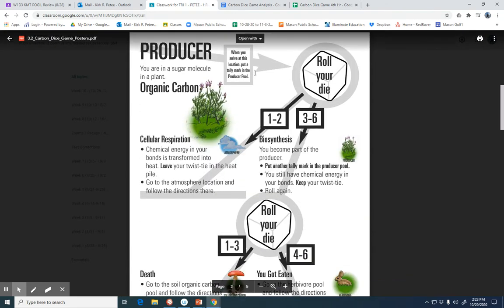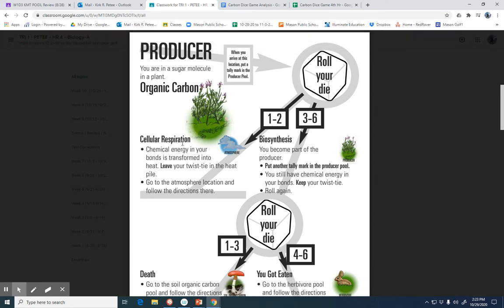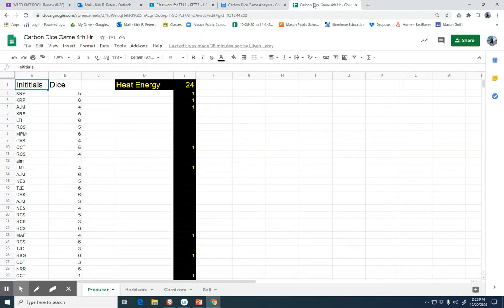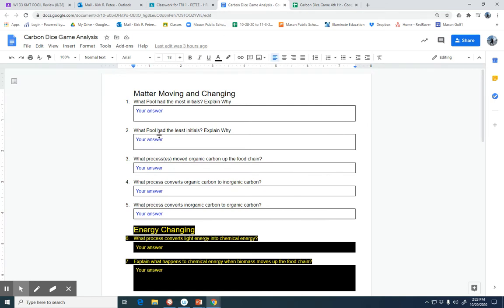Once you arrived here, again, you put your name in the correct box on the spreadsheet, and then you rolled your dice again. When you rolled your dice, you either were used for cellular respiration, what plants use to grow and do all their activities, or you became part of the plant through biosynthesis. And if you became part of the plant through biosynthesis, you would put your initials again back into that spreadsheet. And so on. If you read all these cards, it kind of shows you where you can travel and what you can do. And then we have an assessment at the end, and we were only answering the first 5 questions based on our spreadsheet.